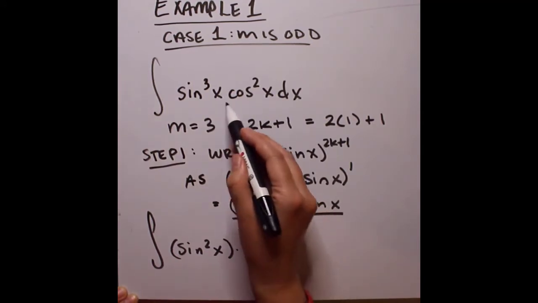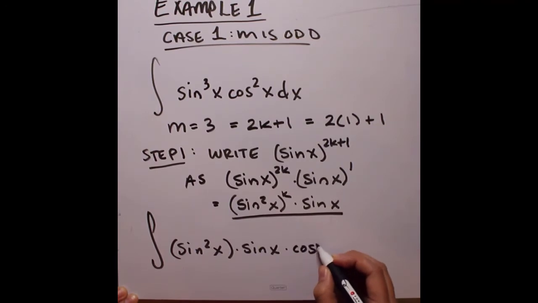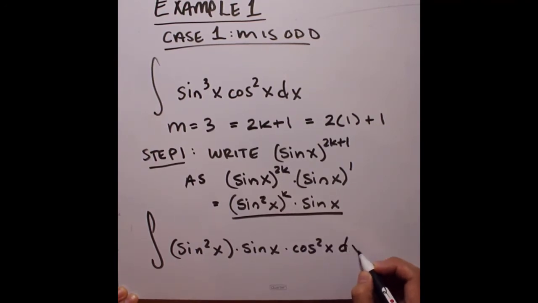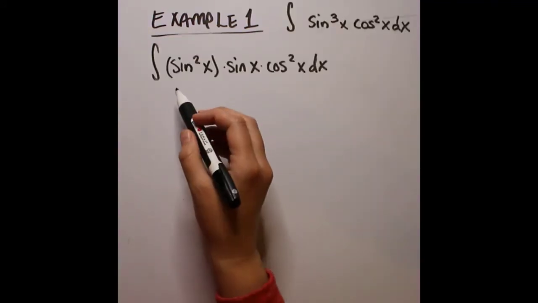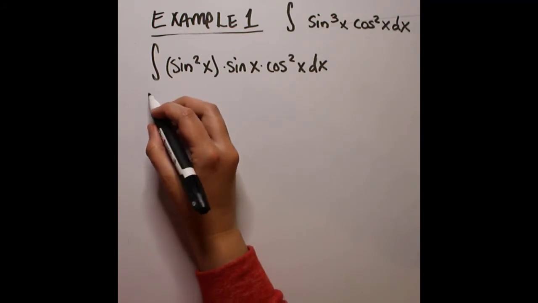And then we already had a cosine squared and dx, so we're going to bring that back in. And then if you want to verify, hopefully this makes sense to you, if you multiply these back together, you're going to get right back to sine cubed, or sine x cubed. Alright, so that's step 1. So we just finished step 1. Now we're going to move on to what I'm going to call step 2.